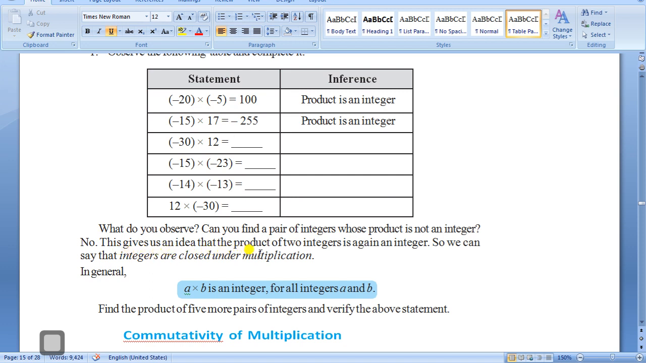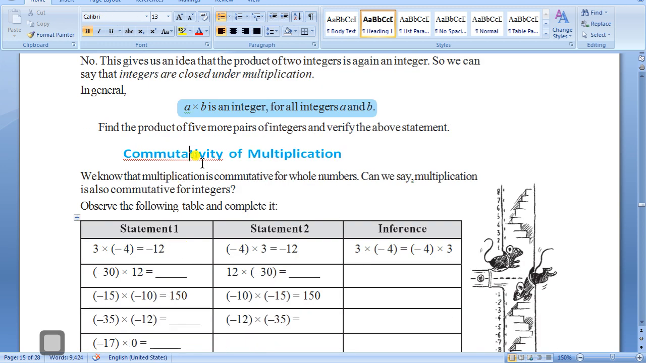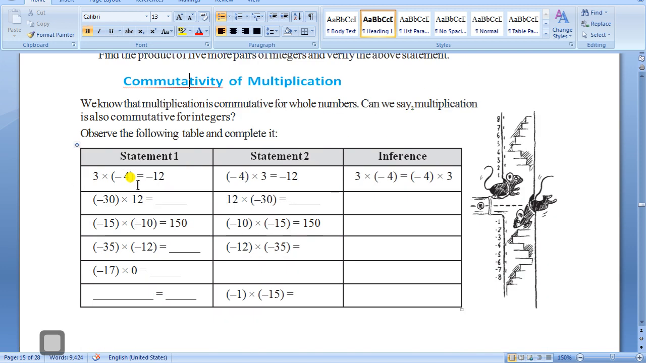Can you find a pair of integers whose product is not an integer? No. This gives us an idea that the product of two integers is again an integer. So we can say that integers are closed under multiplication. In general, a into b is an integer for all integers a and b. Find the product of 5 more pairs of integers and verify the above statement.